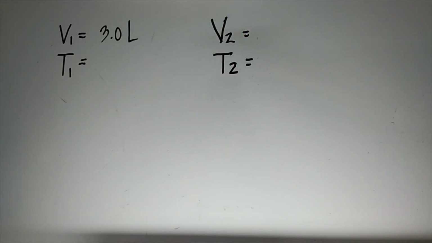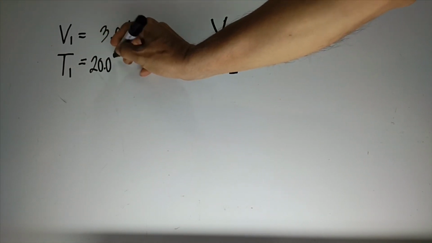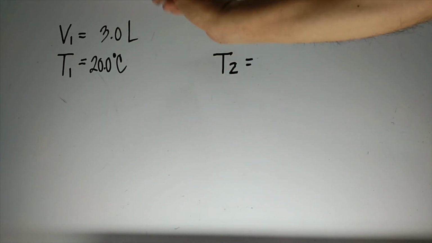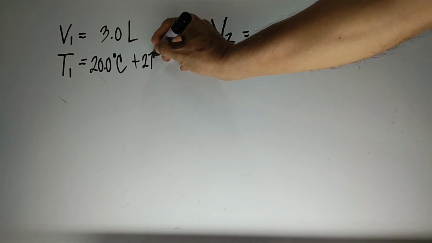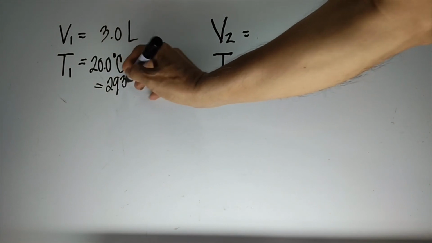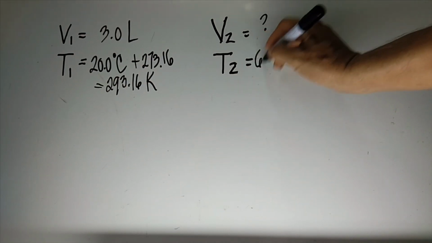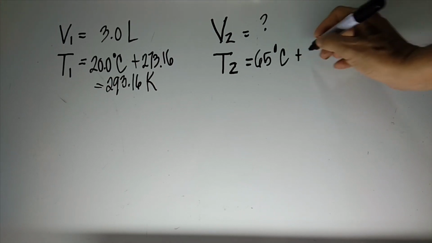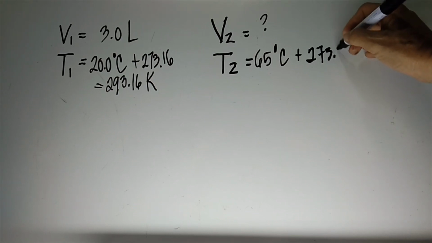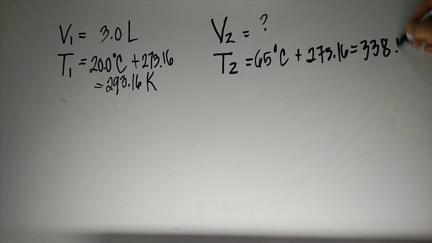3.0 liters and temperature 1 is 20.0 degrees Celsius. Convert this to Kelvin scale, so plus 273.16 will give us 293.16 Kelvin. While condition 2, volume is the unknown and the temperature is 65 degrees Celsius. Convert this to Kelvin scale, so plus 273.16. So will give us the value of 338.16 Kelvin.